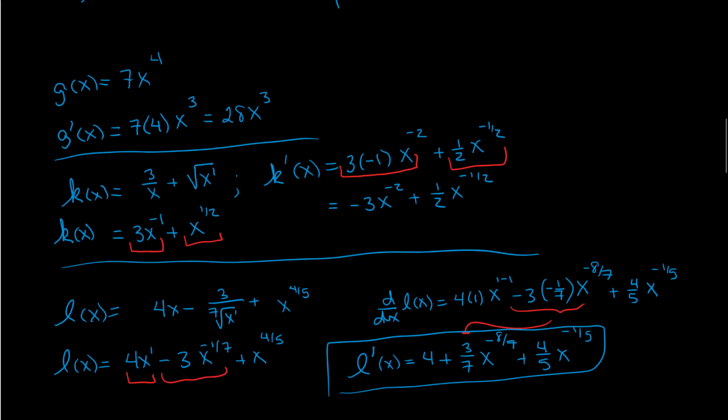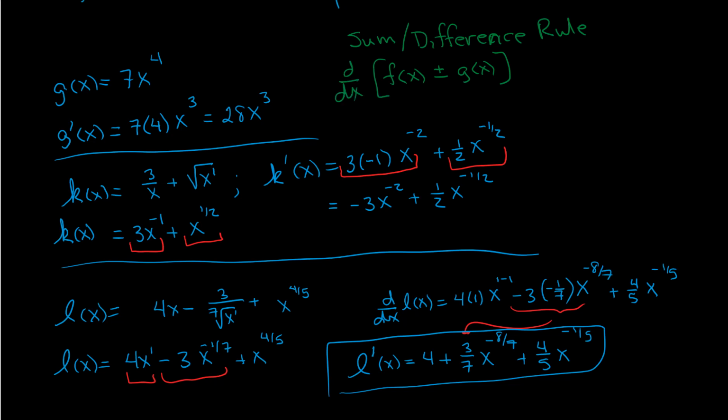Well, the good news is, just like there is a power rule, there is what is called a sum difference rule. And basically all this says is if you have something like a function plus or minus another function, and you're taking a derivative of all this stuff at once, all you do is you take the derivative of the first function, whatever it is, plus or minus, that means adding or subtracting the derivative of the second function.